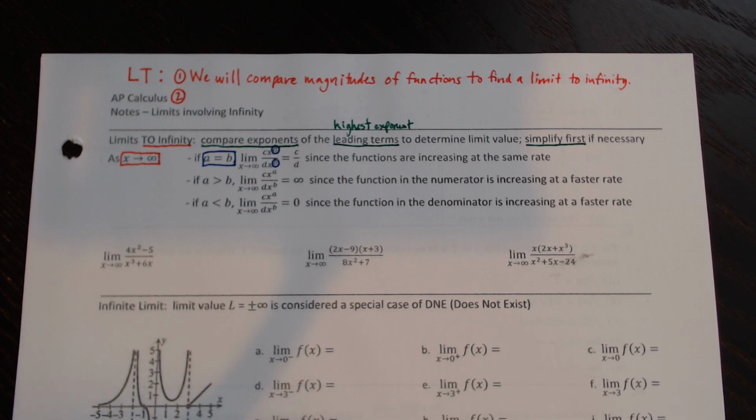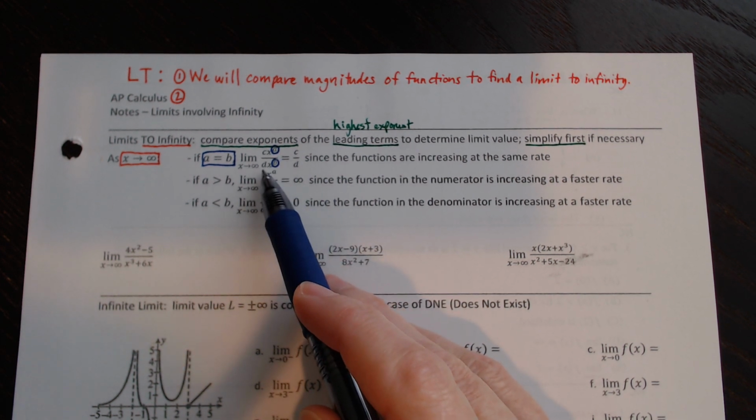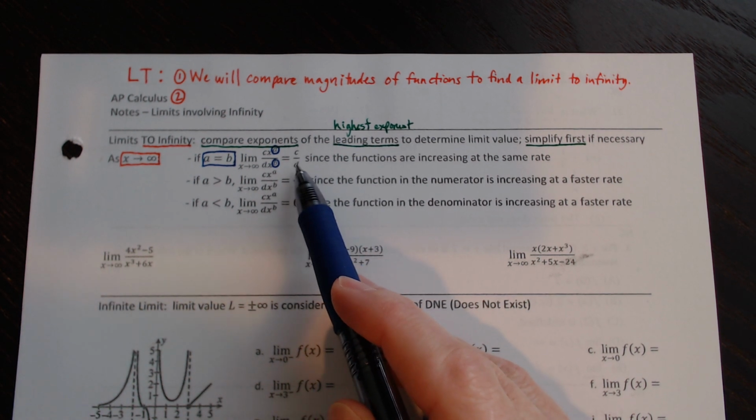So our first scenario is when the exponent in the numerator and denominator are actually equal. In that case, what you do to find the limit value is to reduce or simplify the coefficients of the leading terms. So in this example, we see that the exponents a and b are equal, so our coefficients in front of the x terms are c over d. And if we could simplify that, we would.